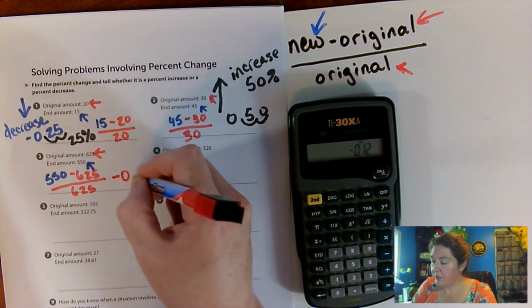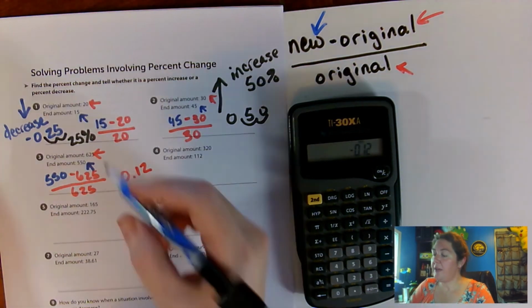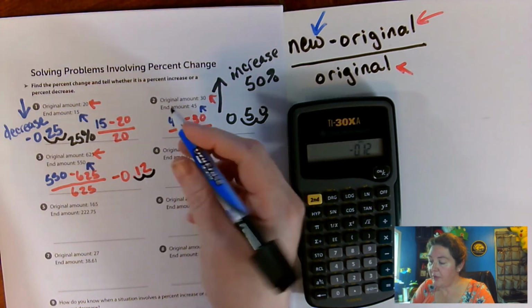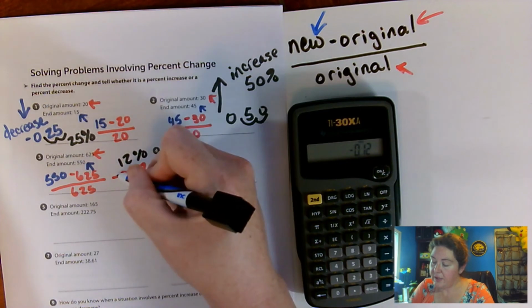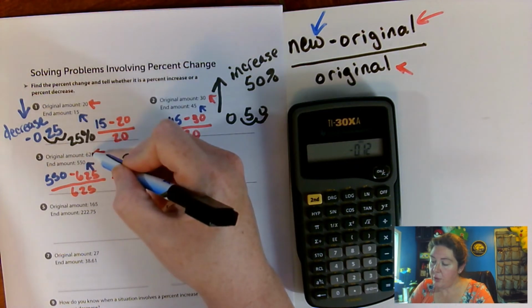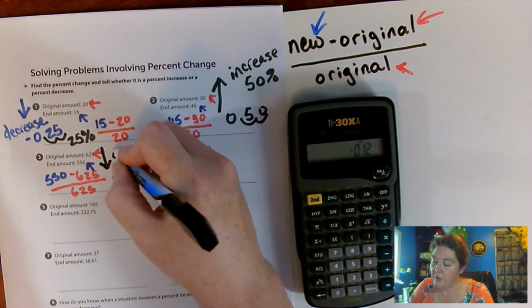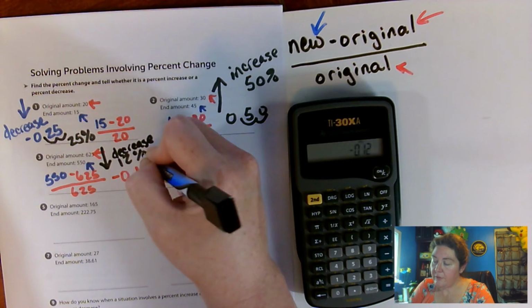That gives me negative 0.12. Alright, I know how to change this into a percentage. I move 2 places. That gives me 12%. This is negative, and I also know that going from 625 to 550 is going down, so this is a decrease of 12%.